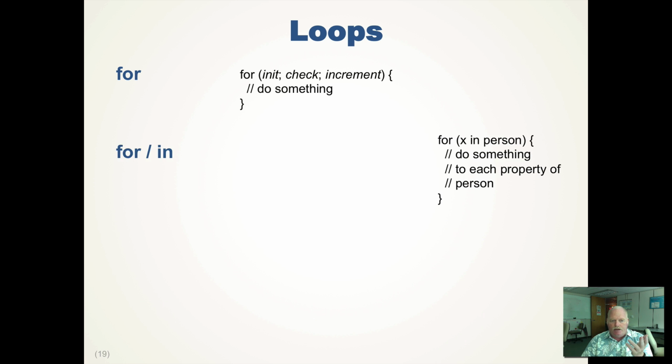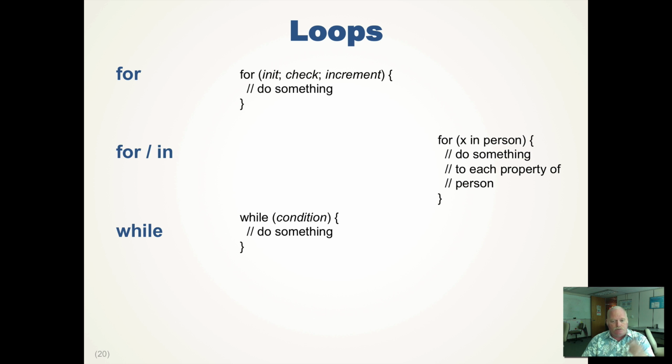For in. JavaScript provides a very nice for in type loop where you say for x in person, and it will assign x to every property in the object person. So it's a very nice way to loop through objects and look at their properties. Very nice feature. You can also use that, I believe, on arrays, because arrays are objects. So you can loop over all the items in the array.